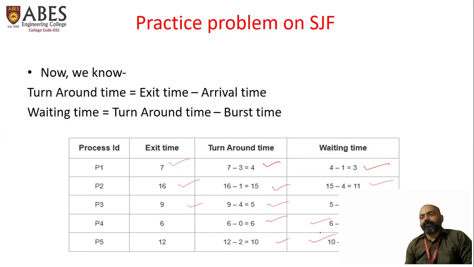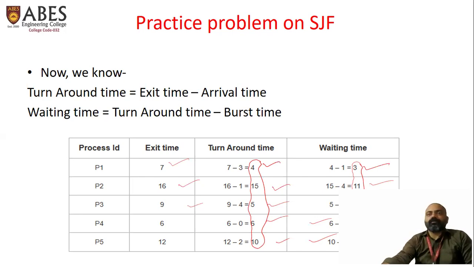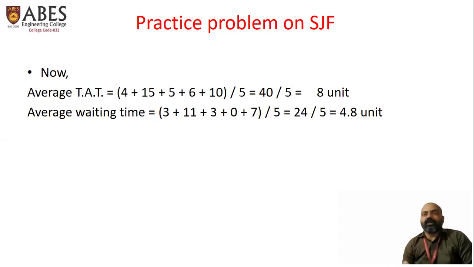Now, our task is easier. We have to calculate average waiting time and average turnaround time. So for average turnaround time, add all the values and divide by the number of processes, which is 5 here. And for average waiting time, add all the individual waiting times and divide by the number of processes, which is 5 here. So in this way, we calculate average turnaround time and average waiting time.